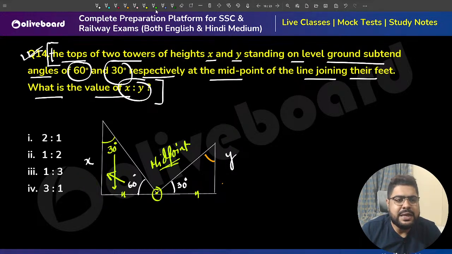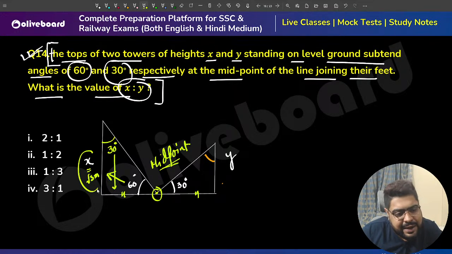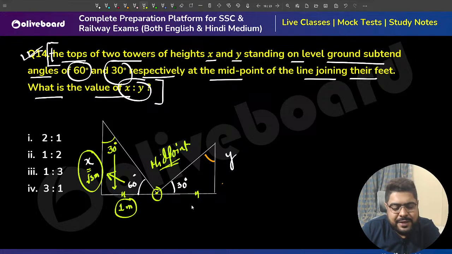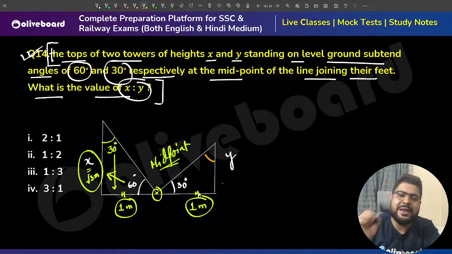Let's do this. Sir, I am saying this is 60. So this is root 3 meters, I can say. So the value of x I am taking directly like this. So this will be 1 meter. So if this is 1 meter, this is also 1 meter.